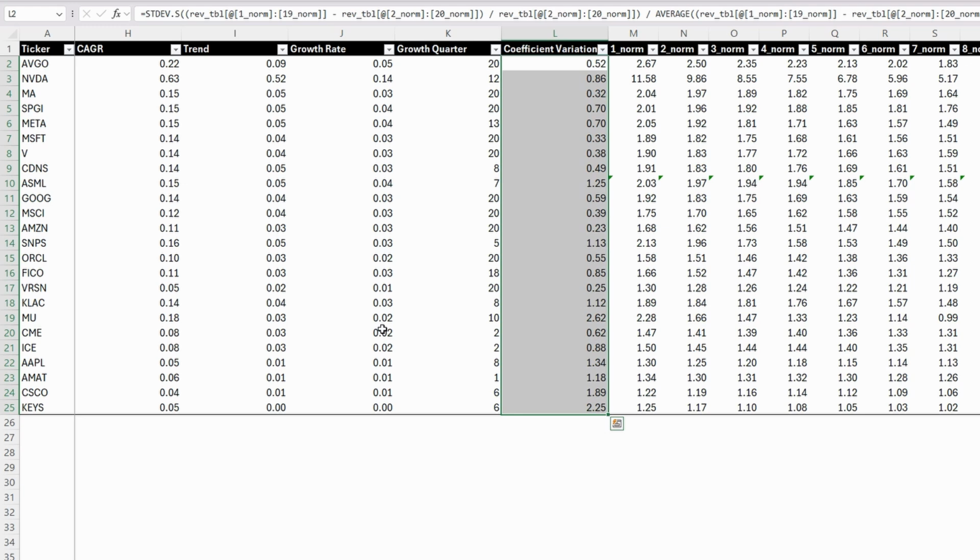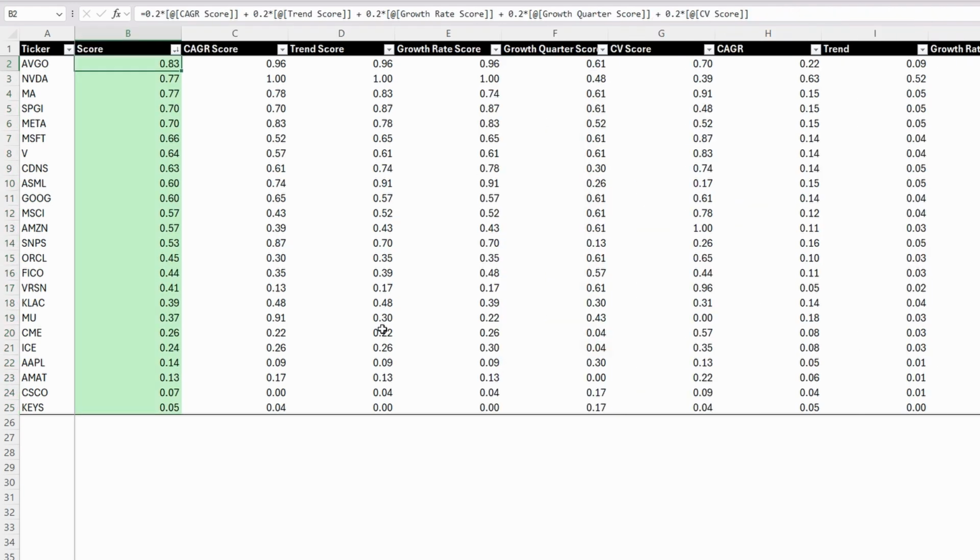Signal 5 is coefficient of variance, and this is measuring how spread out the data is relative to its mean. I do this to see how volatile the revenue is. Once I've calculated all the signals, I take an equal weighting for the revenue score. This is mainly for simplicity, and that will be the final score for revenue.